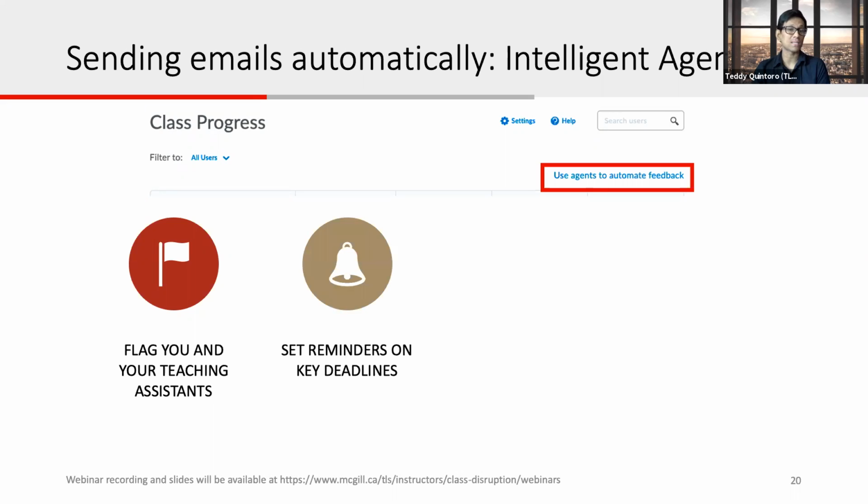Before that, you can set reminders to students. So the criteria here is not accessing the assignments or quizzes X number of days before the deadline, or not logging into the course for the past 7 days. 7 days is probably a good guideline where students should be logging in at least every week.